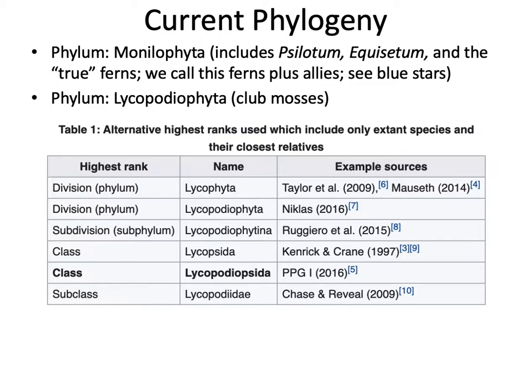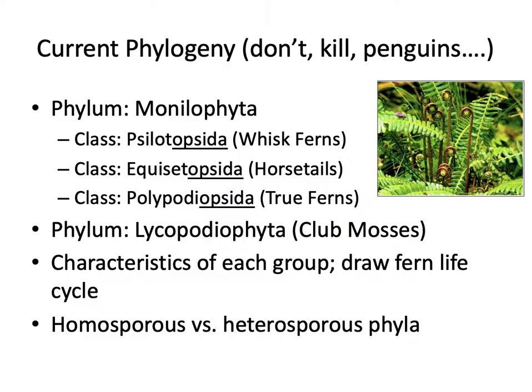These are called the club mosses, but don't get confused because this isn't the same thing as the true mosses, which is the bryophytes that we learned previously. The Lycopodiophyta include species that have vascular tissue.